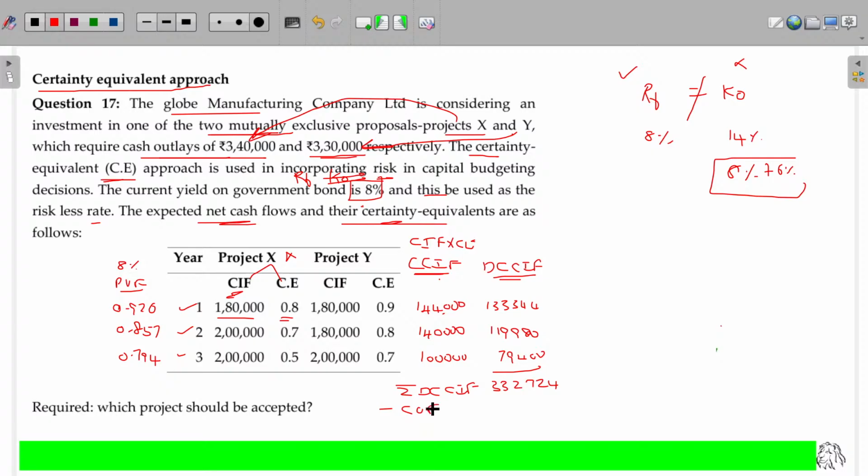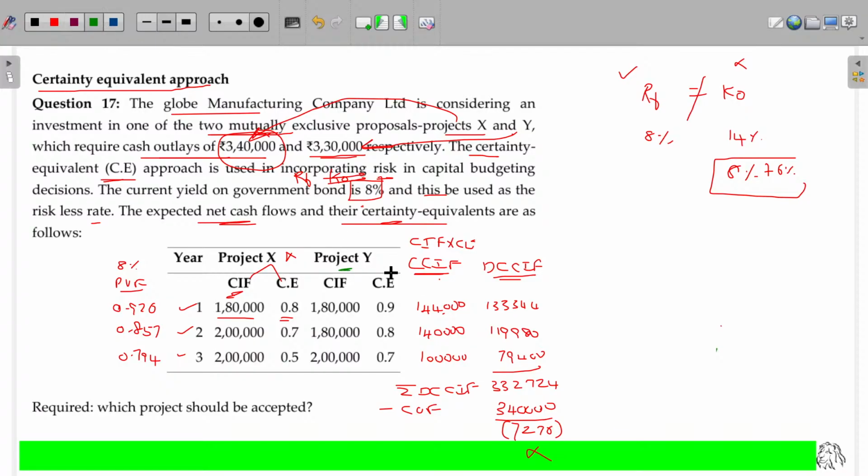From there, the cash outflow can be subtracted. The cash outflow of project X being 3 lakhs 40. Investing 3 lakhs 40, but you are getting only 3 lakhs 32,000 certainly. Anyhow, it is negative, in the worst scenario, 7,276. As per the NPV criteria, this project should be rejected.